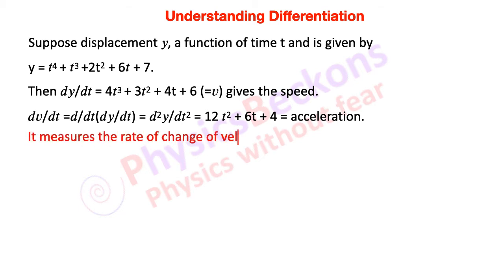The acceleration, we know, measures the rate of change of velocity. So mark, if y is the displacement, depending on time, we have dy by dt or first differential giving the speed, and d square y by dt square, the second differential of y with respect to time, giving the acceleration or rate of change of velocity.